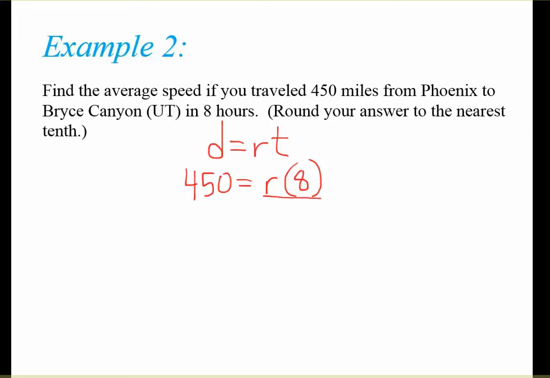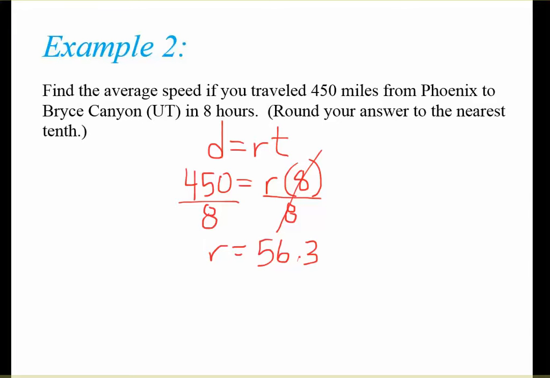And you would divide both sides by 8. Those 8's cancel. And using your calculator, you should get R equals something like 56.25. But it does say round your answer to the nearest tenth. So that 56.25, you would need to round to 56.3, just because we're going to follow those directions.